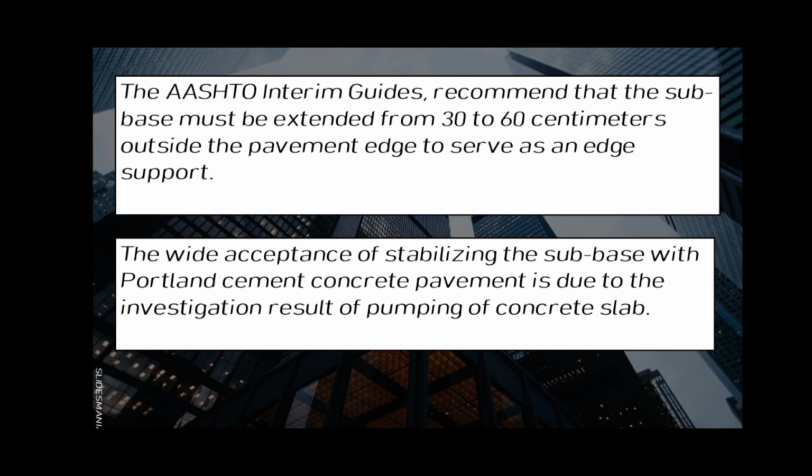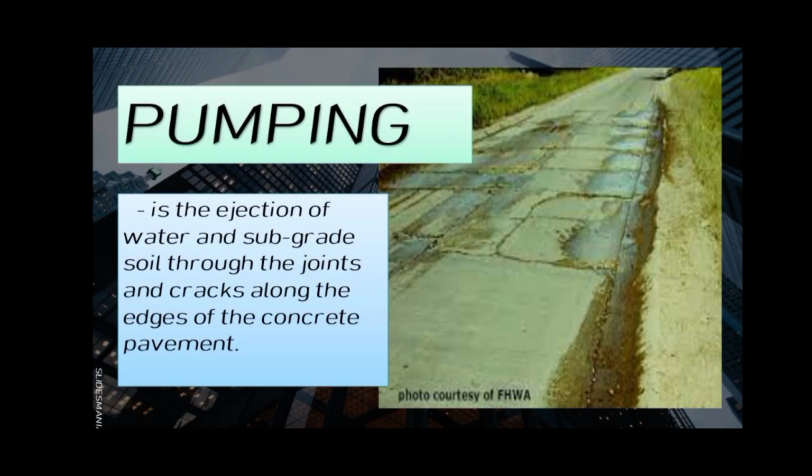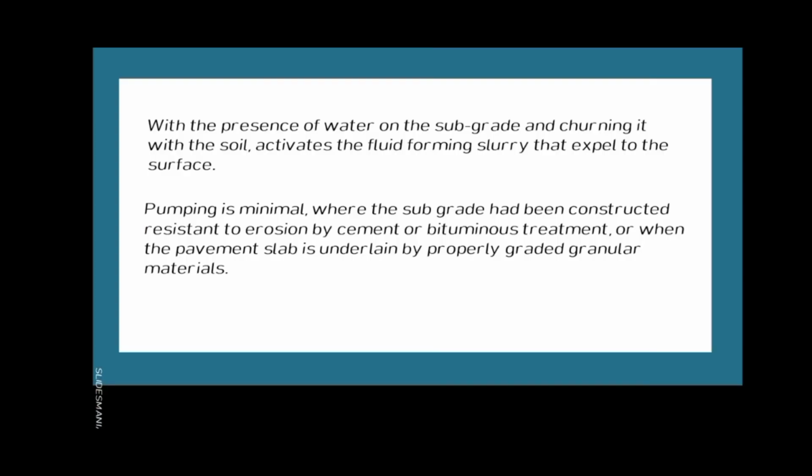The wide acceptance of stabilizing the subbase with Portland cement concrete pavement is due to the investigation results of pumping of concrete slab. Pumping is the ejection of water and subgrade soil through the joints and cracks along the edges of concrete pavement. So, this is the surface pumping, guys. When there are cracks, water wets a portion of the soil, up to the edge of the concrete cement. With the presence of water on the subgrade and churning it with the soil, it activates the fluid, forming slurry that is expelled to the surface.